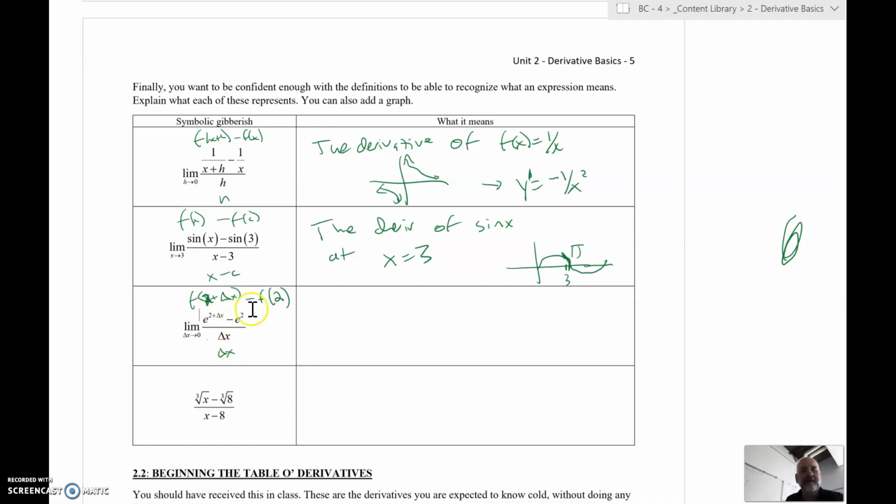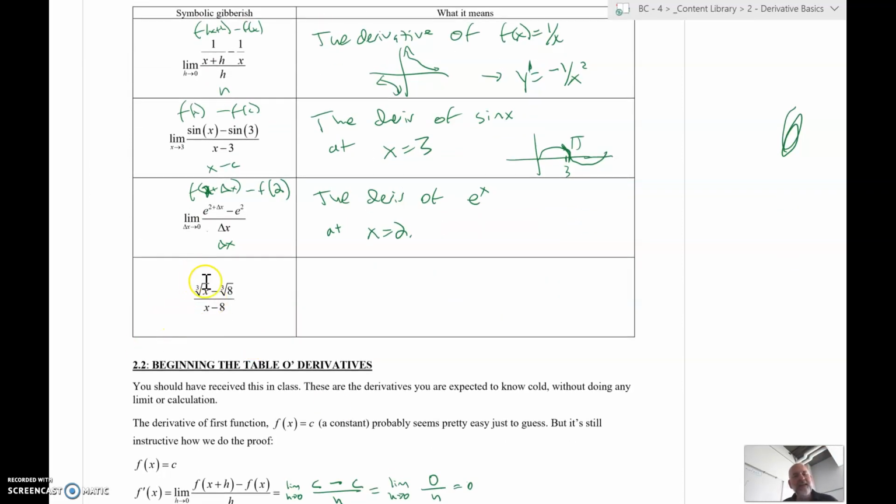Yeah, because there's a 2 plus delta x there, and then minus f of 2 over delta x. Oh, okay, so this is f of 2 plus delta x. This is f of 2. My function here is e to the something, and so it's the derivative of e to the x at x equals 2. That's what that limit would find you.